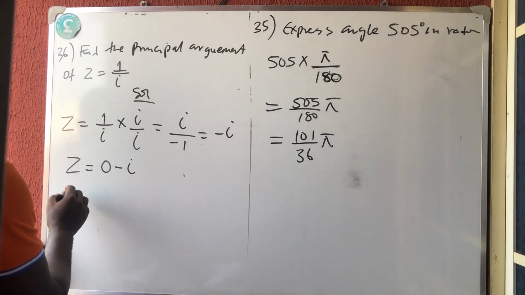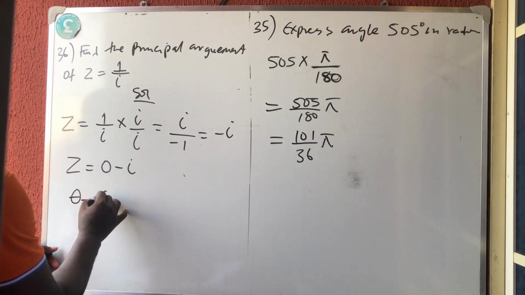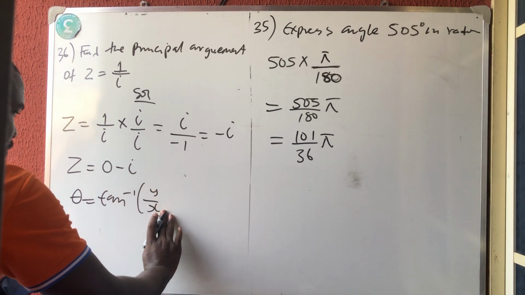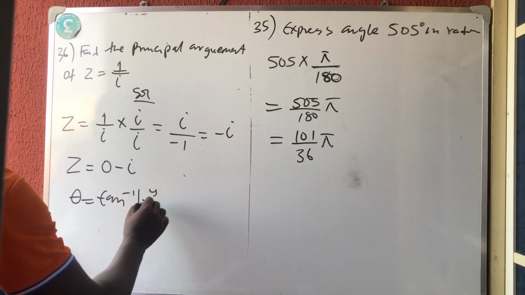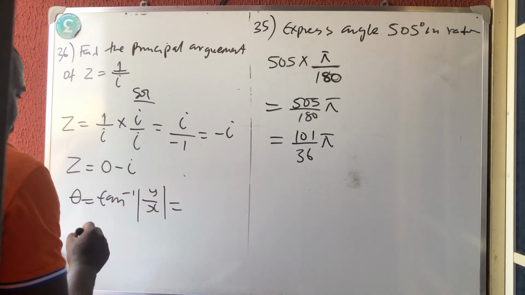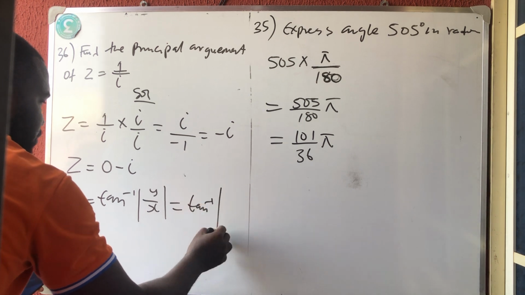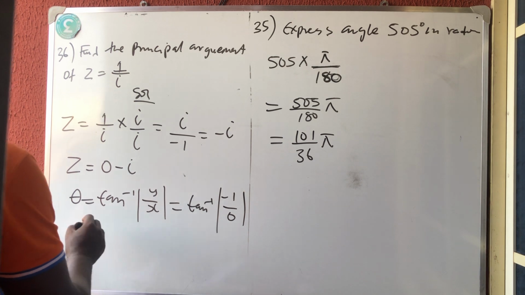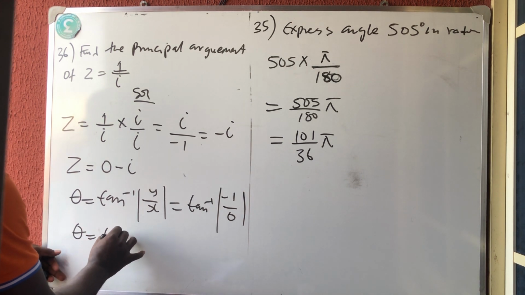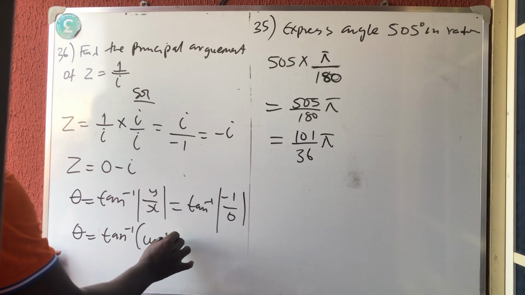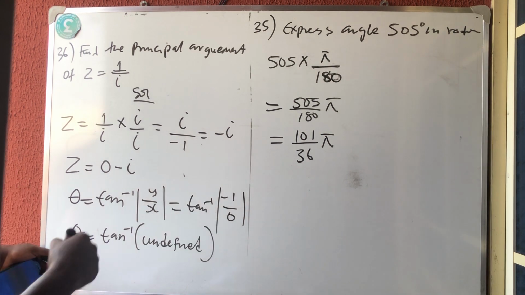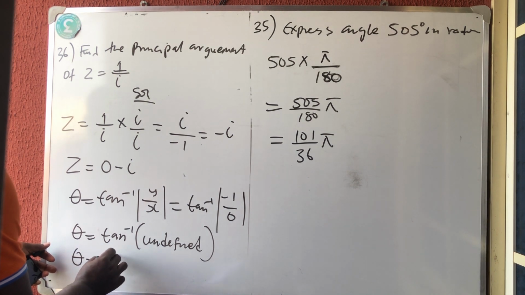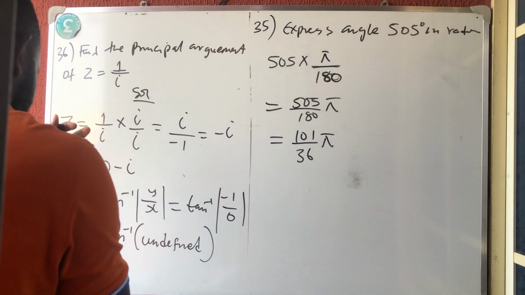Okay? And the argument theta is normally equal to the tan inverse of Y over X, absolute value. Don't forget absolute value. In fact, that is even the principal argument. So it is the tan inverse of the absolute value of minus 1 over 0. Theta is simply the tan inverse of undefined, because anything divided by 0 is undefined, and tan 90 is undefined. So the tan inverse of undefined is 90 degrees. So that's the answer there.